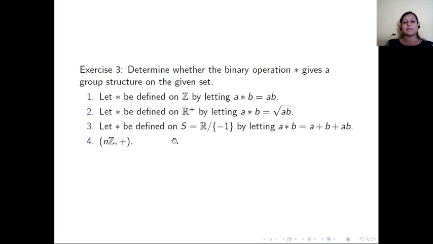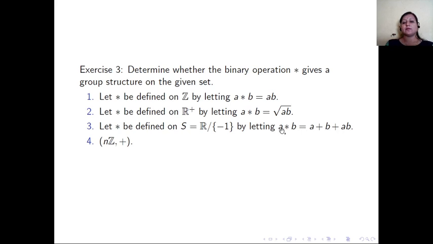The next example is S is the set R minus singleton set minus 1. So we have deleted minus 1, this element from R. Then define the operation as a star b is equal to a plus b plus ab. Then check whether it is a group.